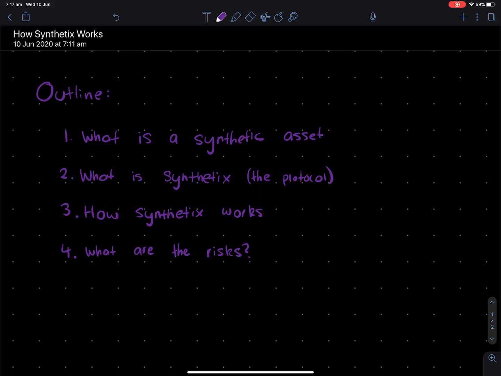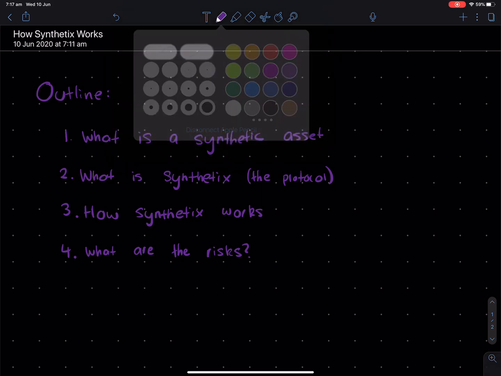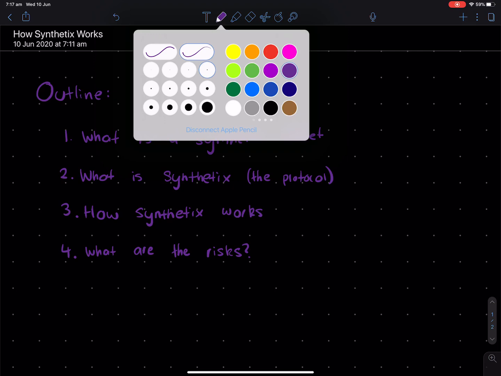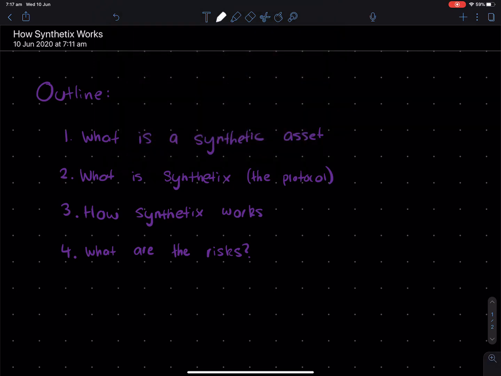Hello everyone. Today we're going to be talking about Synthetix, the protocol, and how it works. So the outline for this video is going to essentially start off with describing what a synthetic asset is, what is Synthetix, the protocol which we're discussing today, how Synthetix works, and what are the risks with using it.